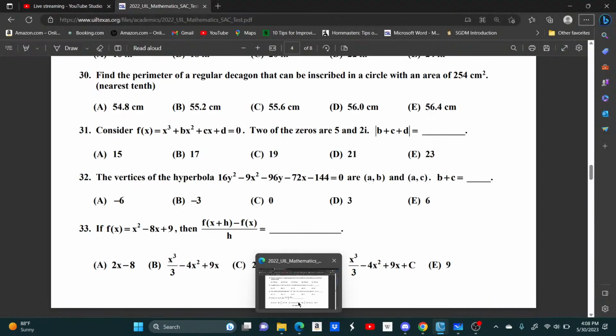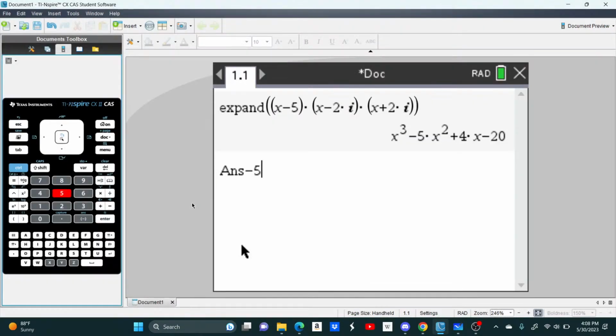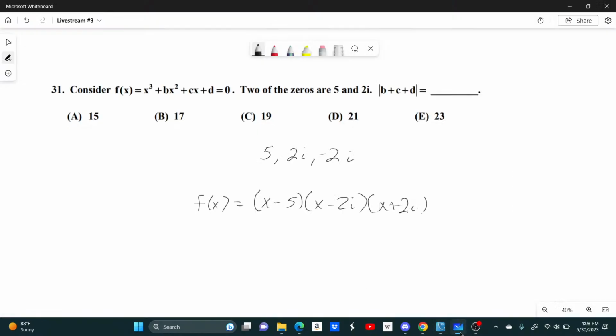And what does it actually want? It wants to find the absolute value of b plus c plus d. So negative 5 plus 4 is negative 1, and then minus 20 is negative 21. So the absolute value of that is just 21.